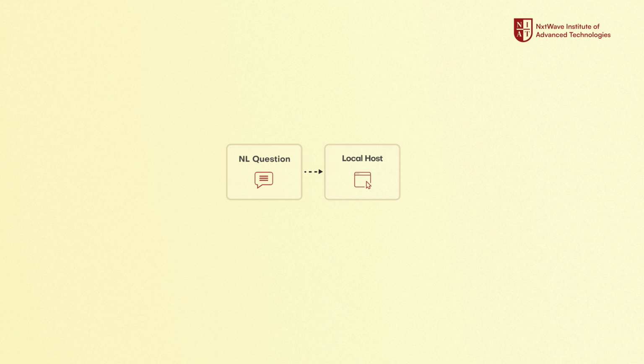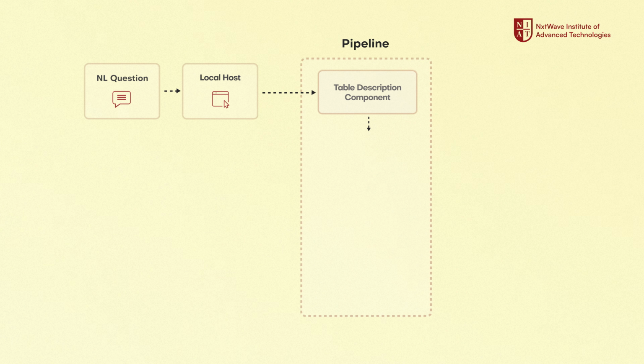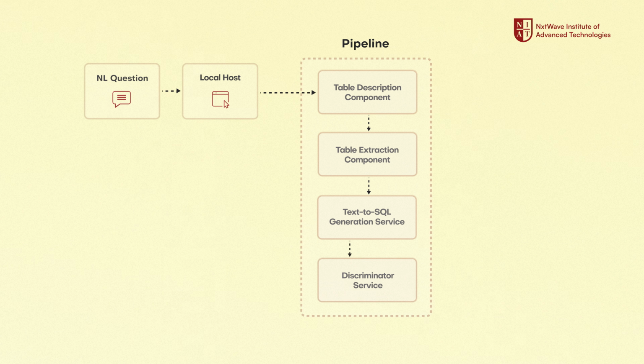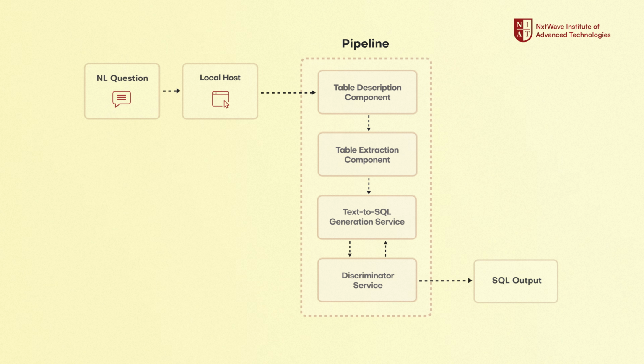The web interface calls the pipeline, which has 4 components. The first component is the table description component. The table description component basically is going to generate the table descriptions whenever you add new tables into the database. The second component, given a question, extracts the tables that are relevant for the question. And finally, the text-to-SQL generation service is going to generate the SQL. The final service, the discriminator service, is going to call the text-to-SQL generator service multiple times, and finally it is going to score the different SQLs and select the one which is the best, and that completes the pipeline.